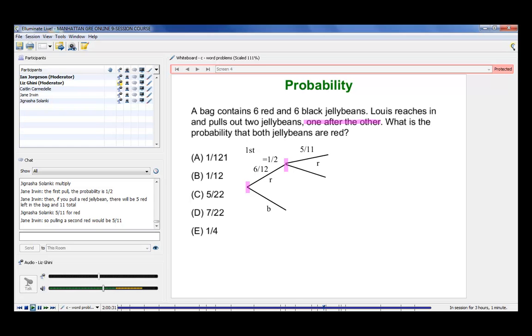Okay? So going along that probability path, I want the path to red, red. I'm going to say, well, I got 1/2 for the first red. I multiply, and then I got 5/11 for the second red. Okay, so I got 5/22, and C is correct.